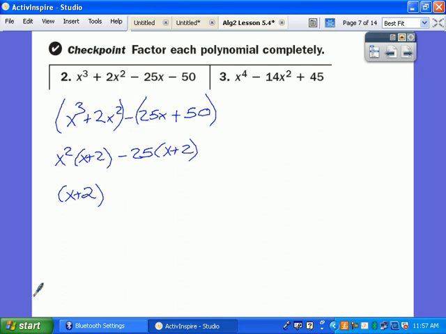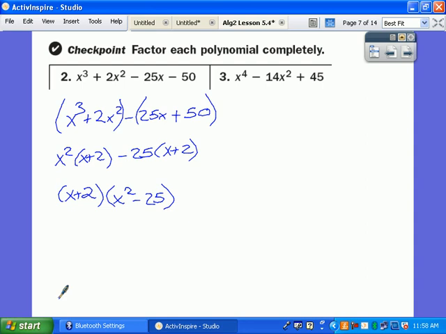So if I pull out an x plus 2 out of the first term, what does it leave me with? Well, the only other thing in the first term was the x squared. If I pull an x plus 2 out of the second term, what does it leave me with? The only thing left would be a minus 25.